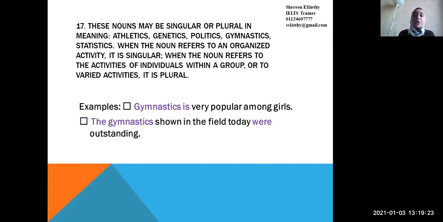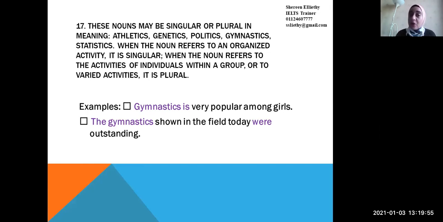Rule number 17. These nouns may be singular or plural in meaning. For example, athletics, genetics, politics, gymnastics, statistics. When the noun refers to an organized activity, it is singular. However, when the noun refers to the activities of individuals within a group or to varied activities, it's plural. So these nouns could either be singular or plural depending on the meaning that you are trying to communicate.